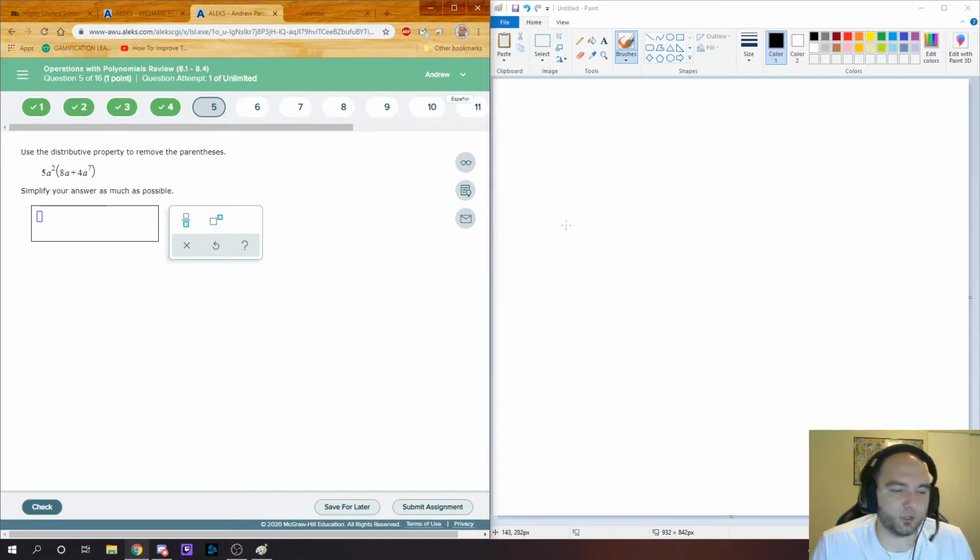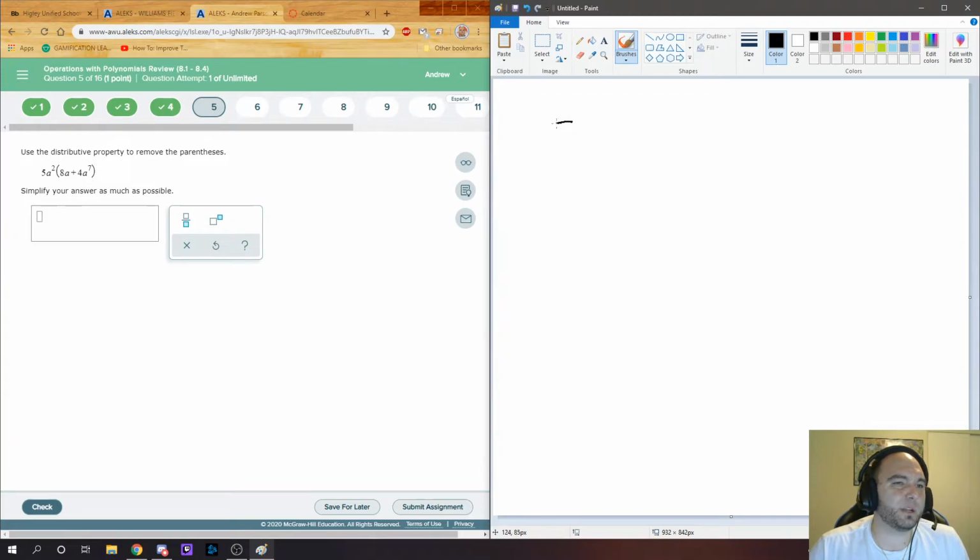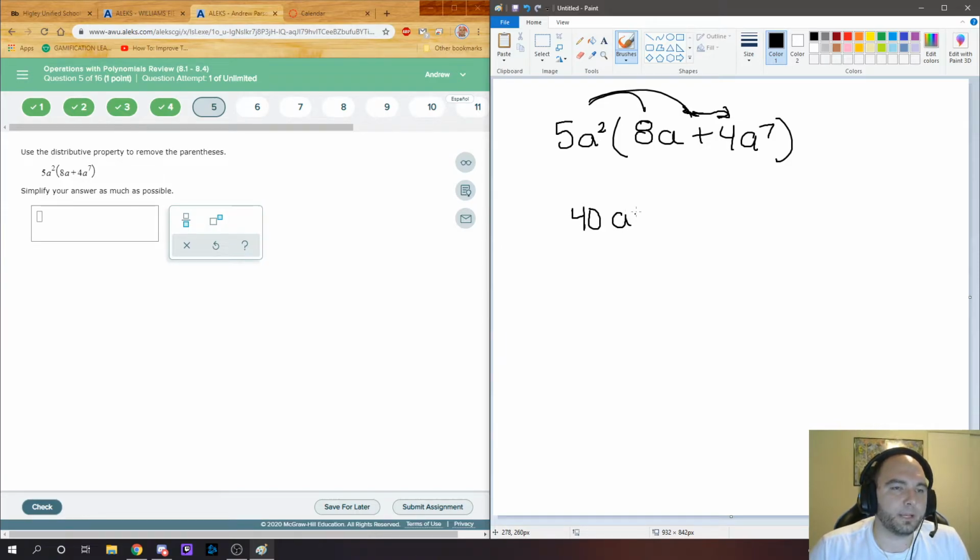Okay, next one, you have to distribute. This is multiplying. Although this isn't multiplying two polynomials, it's a monomial, 5a squared, times all this stuff on the inside. Okay, 5a squared times 8a, that's 40a to the third. Notice the 2 adds with the 1. It's not written, but it does count as 1, so don't forget to add 1 for that.